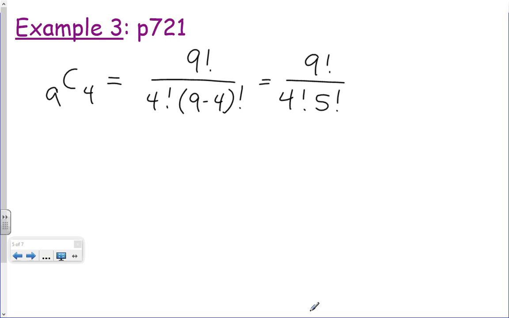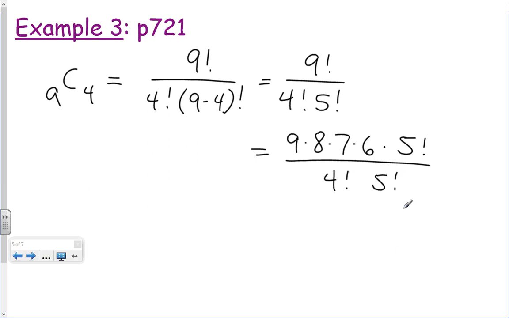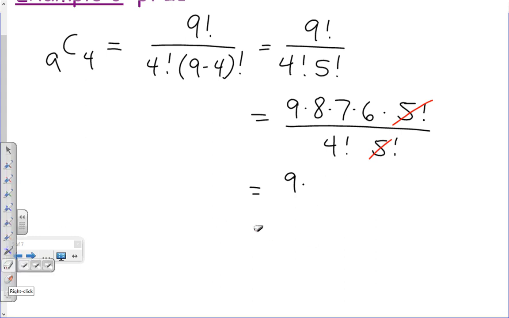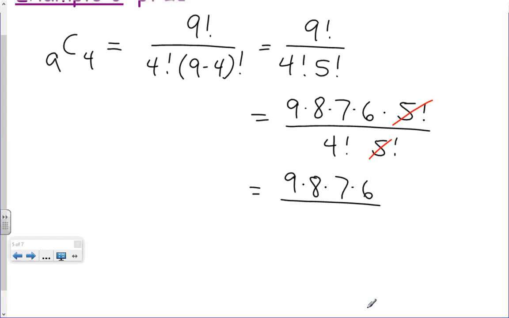And if you want to rewrite this, you could again do the same thing we did before. That's 9 times 8 times 7 times 6 times, that's really a 5 factorial, divided by 4 factorial times 5 factorial. And again, you'll notice that the 5 factorials cancel each other out here. And so what we have here is really 9 times 8 times, oops, almost looks like a minus here. Let me fix that. 9 times 8 times 7 times 6 divided by our 4 factorial.